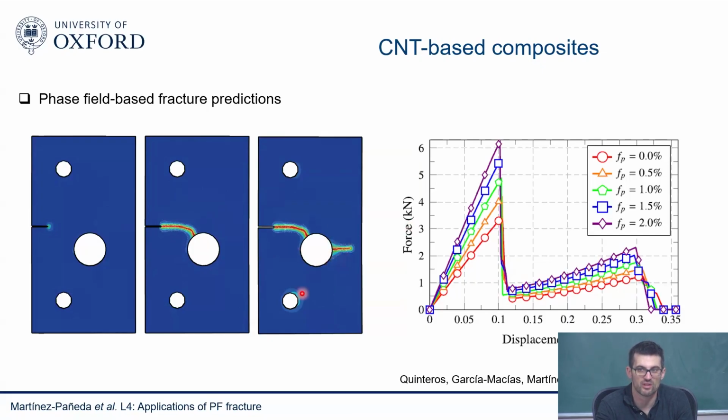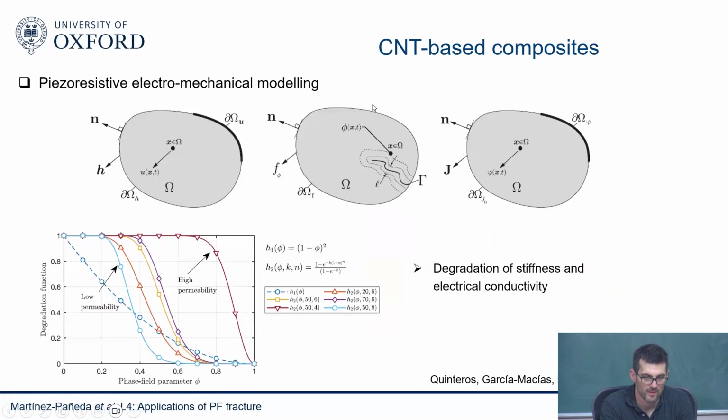Again, the phase field can predict the nucleation of cracks. So we can see a new crack nucleating here, and then eventually the complete failure of the component. And you can see that the whole package can be captured without convergence issues.